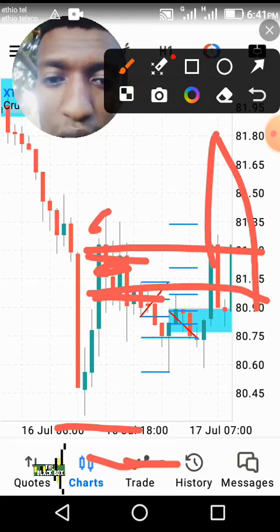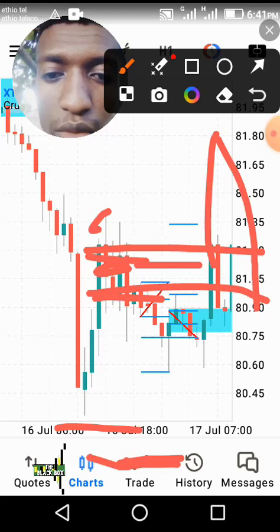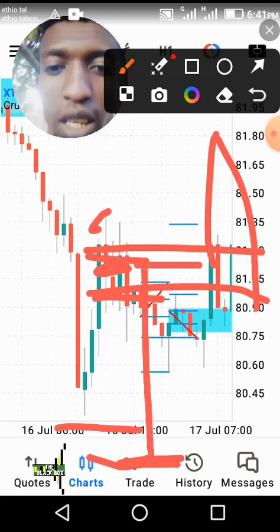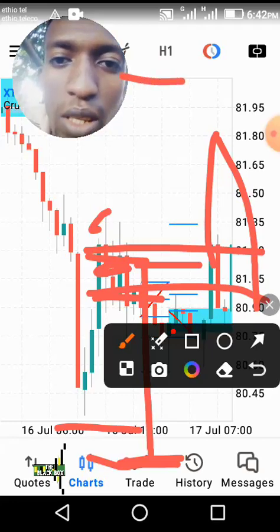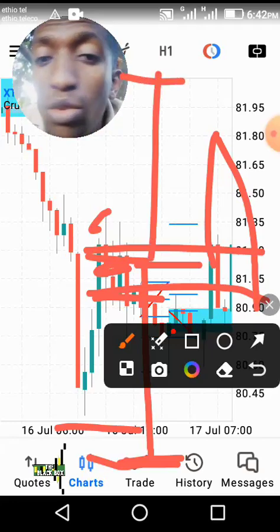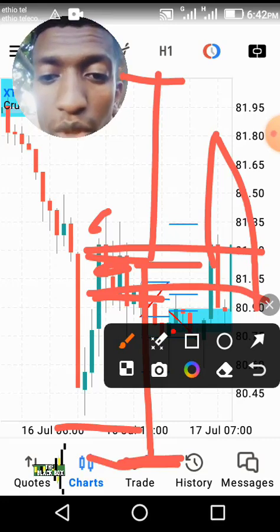So if I enter at the silver zone, look at this: my stop loss is from up there to down there. And if my TP is up there, then it is gonna be 1 to 1. That's not good. So what do I do now?